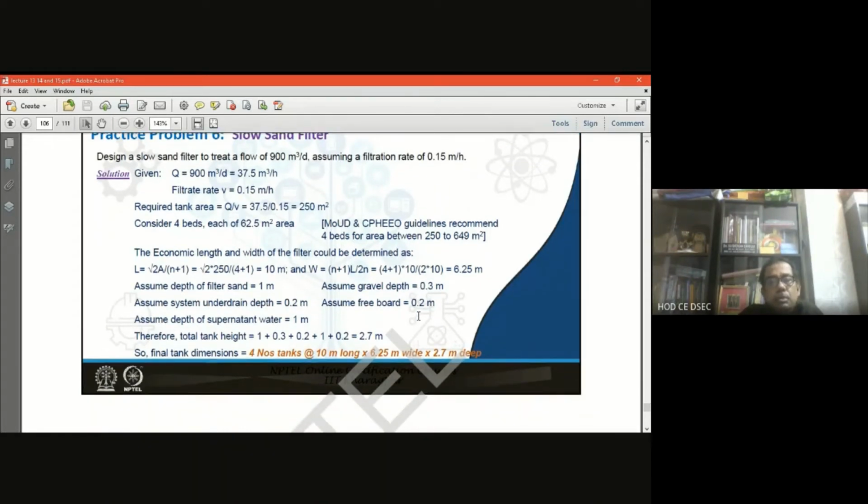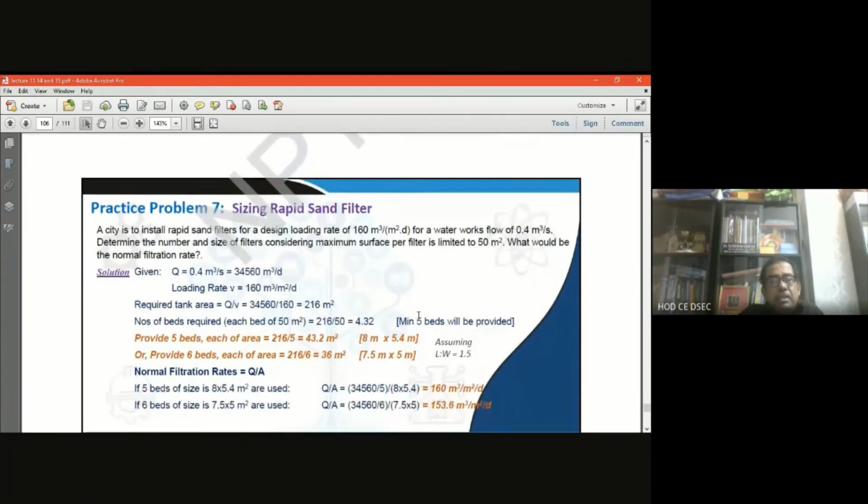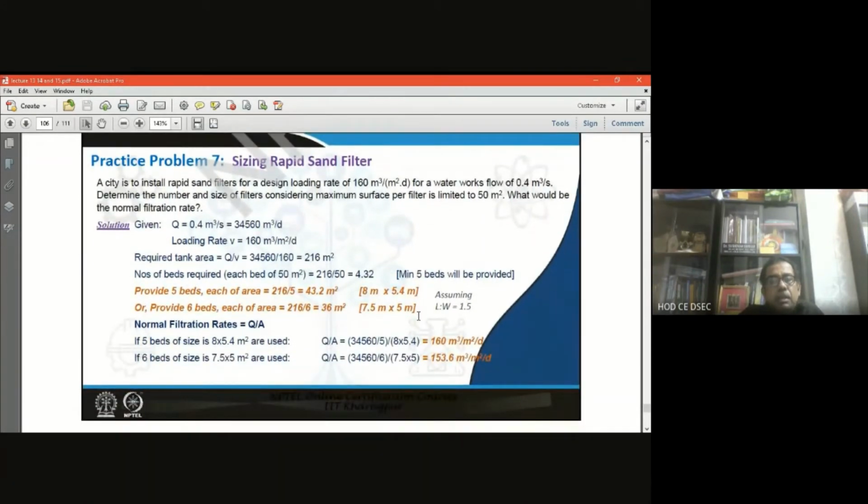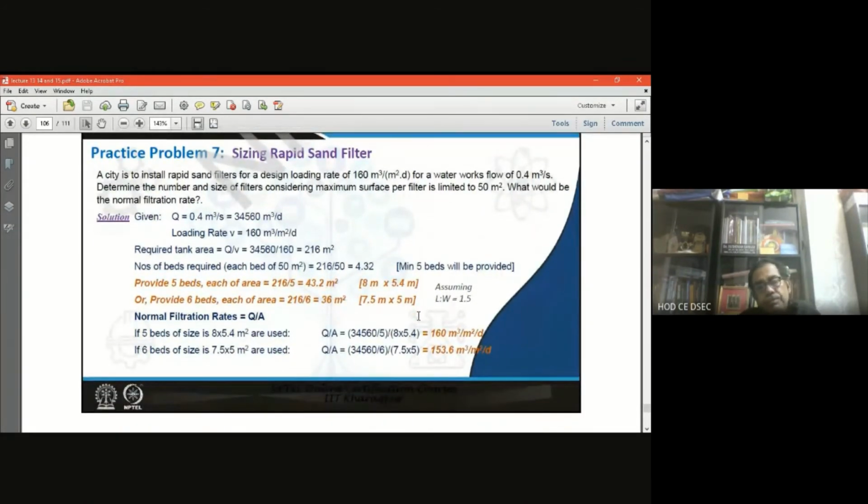Now let me discuss the sizing of a rapid sand filter. How to determine the rapid sand filter? First of all, I am just discussing the problem which is given for a city, where you have to install the rapid sand filter. The loading rate is given as 160 meter cube per meter square per day.